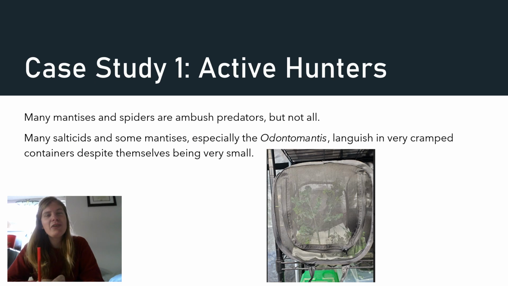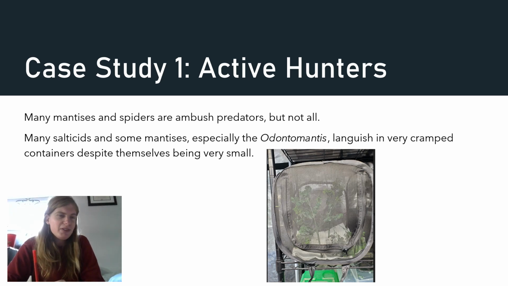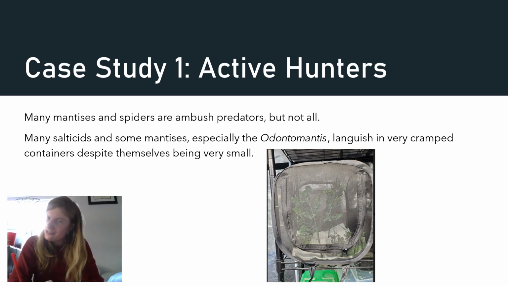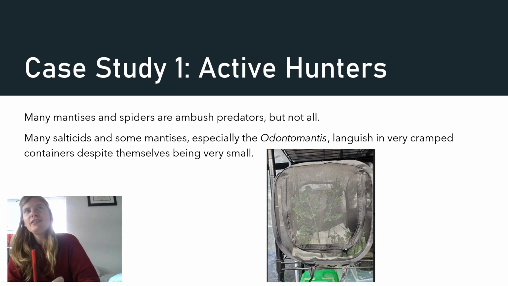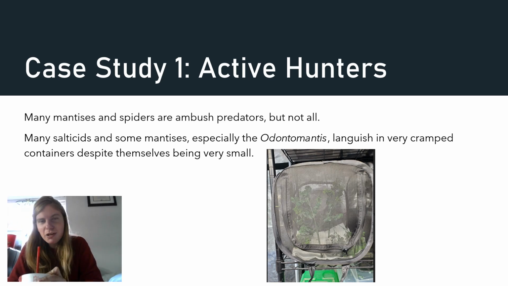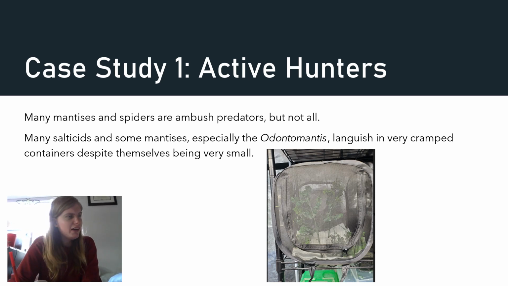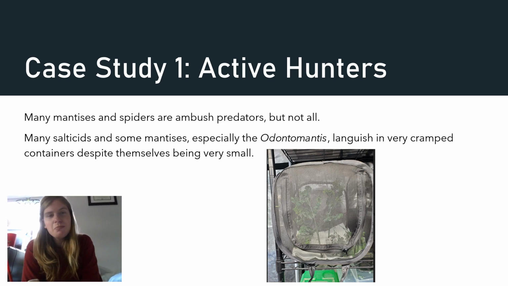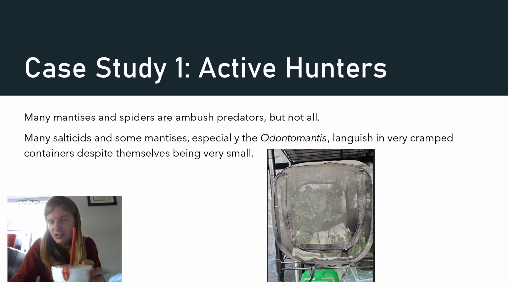And this is because they're active hunters. Now, a lot of mantises and spiders can live in small containers because they're ambush predators. They sit and wait for prey to come along. But some spiders, like the salticids or jumping spiders, and our funny, cute little Odontomantis, don't like small spaces. They like to run around. They like to actively hunt. They move around constantly. They need a lot of space. Otherwise, they just don't do very well. And so, space isn't just about having enough room to fit the insect. It's also about considering whether or not that insect is going to be fairly active. And I say insect loosely because it applies to spiders and some other things that aren't insects.